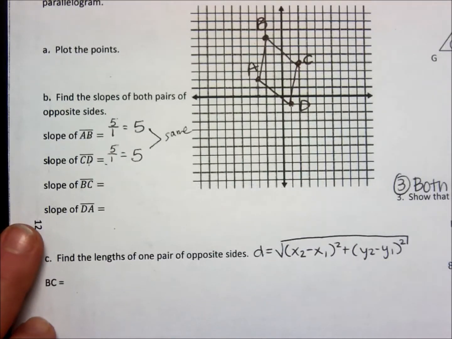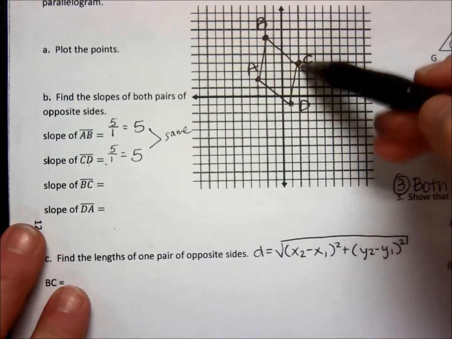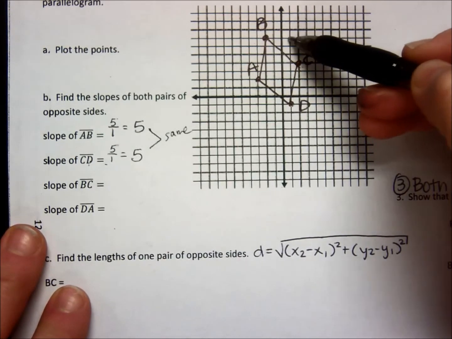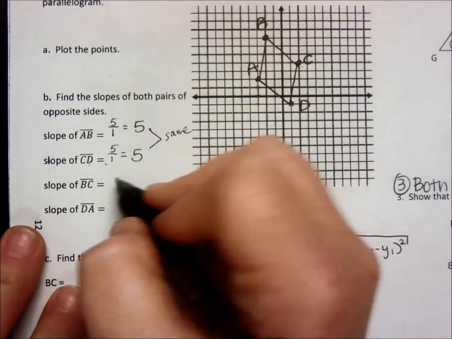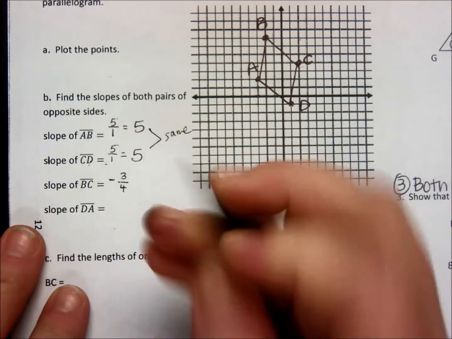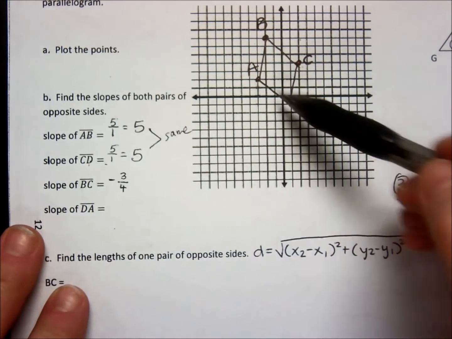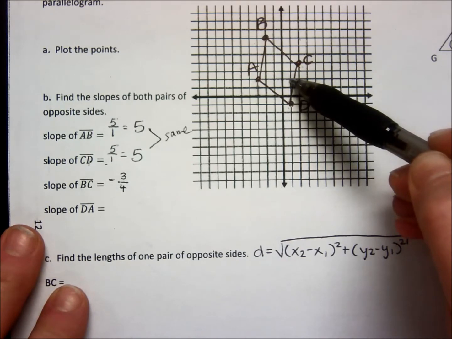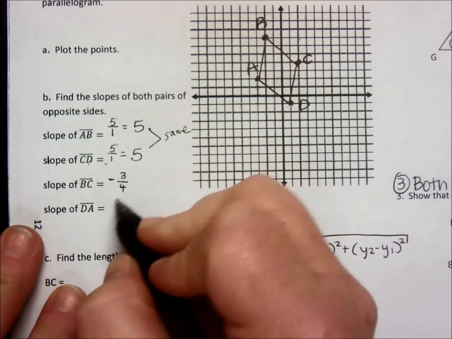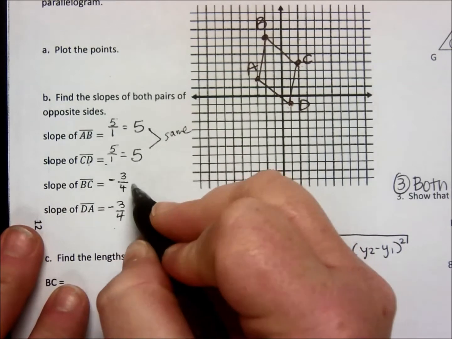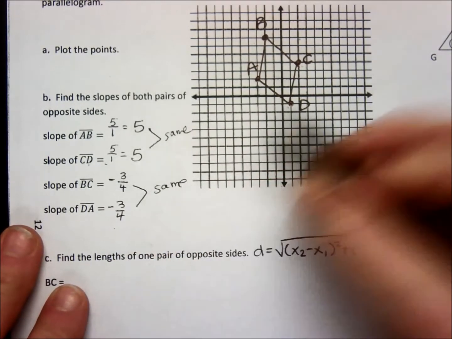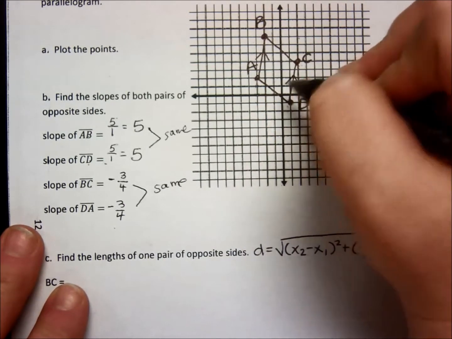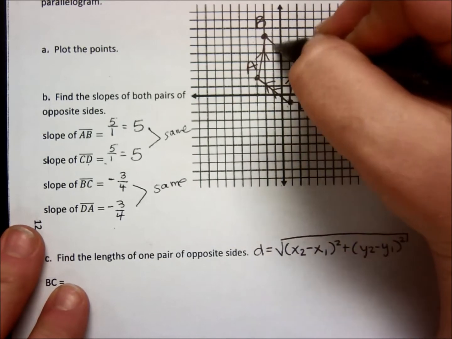So let's look at BC and DA. So BC, going from C to B, I go up 1, 2, 3, and then negative 1, 2, 3, 4. So this would be a negative 3/4. And going from D to A, up 1, 2, 3, and then negative 1, 2, 3, 4. So a slope of negative 3 over 4. So these slopes are the same, so I know that these two lines are parallel. So I'm going to put this side is parallel with this side, and this side is parallel with this side.